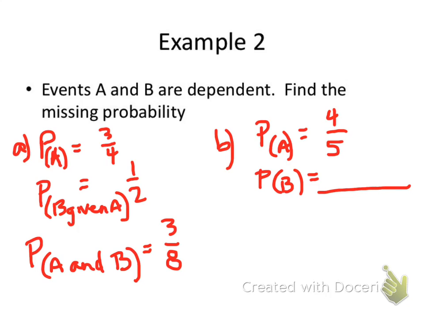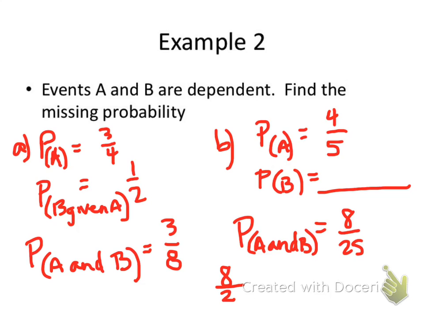Okay, we're missing the probability of B, but we know that the probability of A and B together is equal to 8 over 25. So 8 over 25 divided by 4 over 5 is equal to probability of B. When we divide this, we will get 2/5 as the missing probability. Okay.